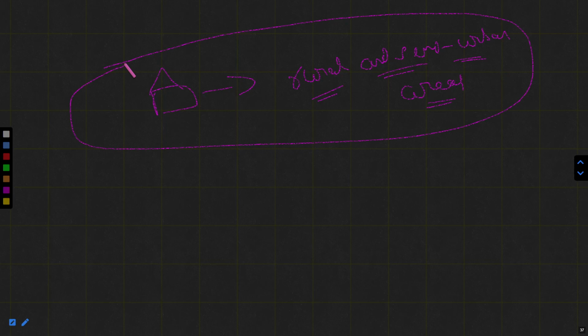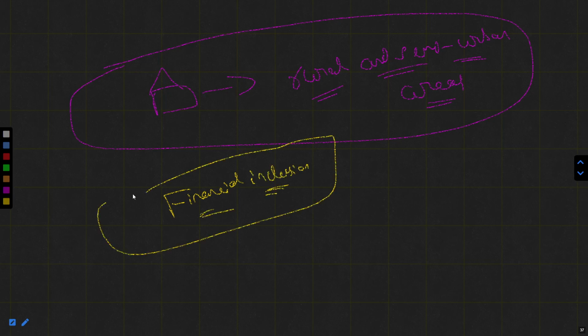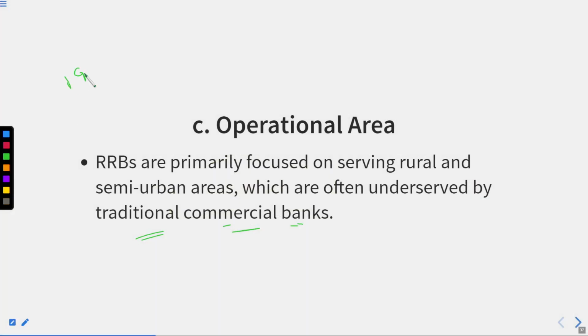But the main aim of the government is financial inclusion, right? It means that we have to include each and every person of the country to be part of the economy or the banking structure for the better management and utilization of resources, right? So that's why, with the establishment of regional rural banks in 1976, their operational area was defined as the semi-urban and rural areas, which are underserved.